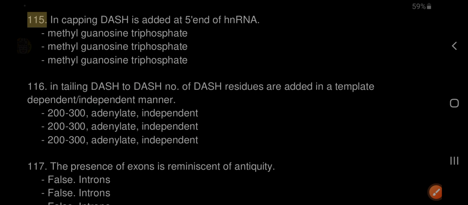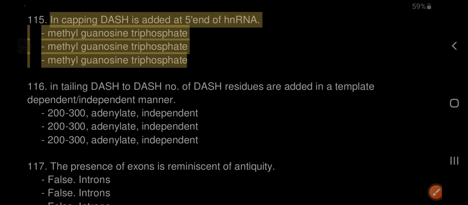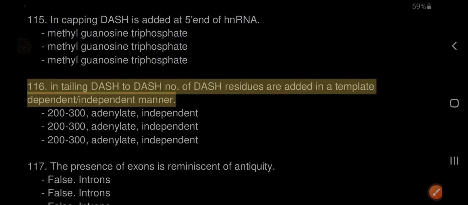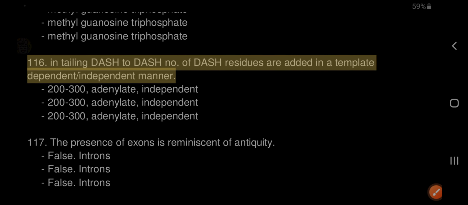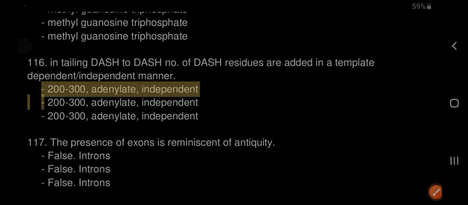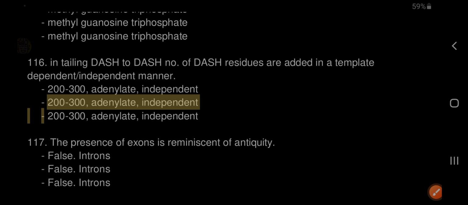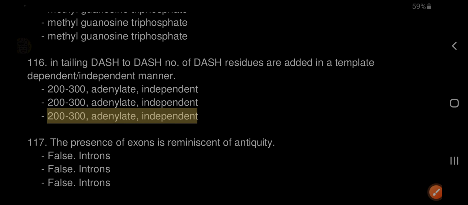115. In capping, methylguanosine triphosphate is added at the 5' end of hnRNA. 116. In tailing, 200 to 300 adenylate residues are added in a template-independent manner.